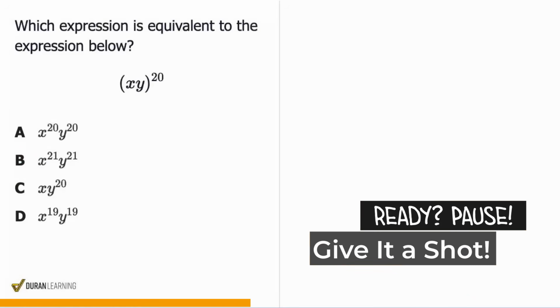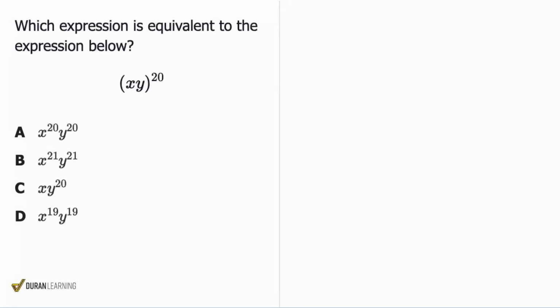And now moving it along here to the next one, which expression is equivalent to the expression below, where we have the group x and y together raised to the power of 20. So when we take a look at that, what we're going to do is understand that this is the power of products. And so what we do here is we are going to distribute, basically, this exponent to each individual piece's exponents. So to make this just a little bigger, let me just get that here.